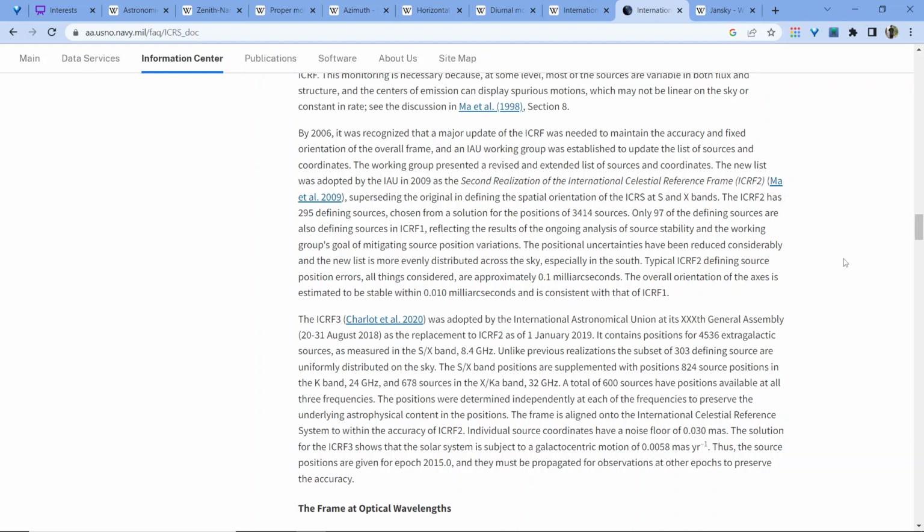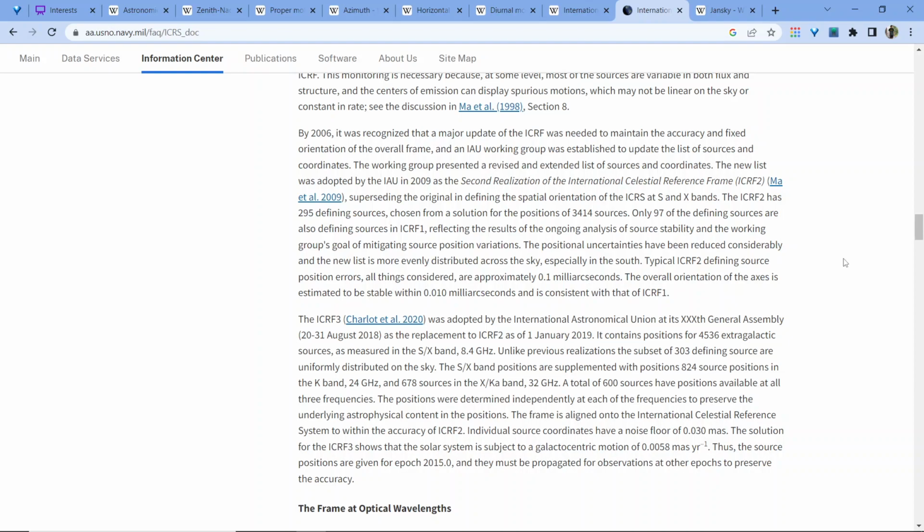ICRF-3 was adopted by the International Astronomical Union at its General Assembly, 20-31 August 2018, as a replacement for ICRF-2 as of 1 January 2019. It contains positions for 4,536 extragalactic sources as measured in the SX band, 8.4 GHz. Unlike previous realizations, the subset of 303 defining sources are uniformly distributed across the sky. The SX band positions are supplemented with 824 source positions in the K band, 24 GHz, and 678 sources in the XKa band, 32 GHz. A total of 600 sources have positions available at all three frequencies.